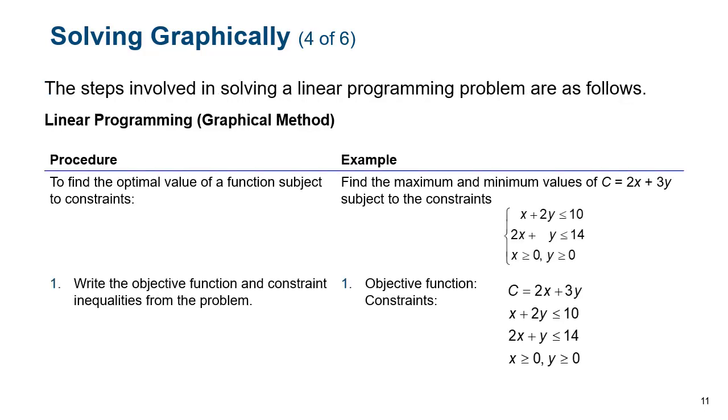Okay, so let's look at our example. The steps that we need to do to solve these things. First, we need to find the optimum value of a function subject to those constraints. In this case, we want to maximize and minimize values of c = 2x + 3y subject to these constraints. And those constraints are just those technically two equations, and then, as I said, your variables are always set greater than or equal to 0. So the first thing you do is you write the objective function and constraints as inequalities. So there's our objective function, there's our constraints.